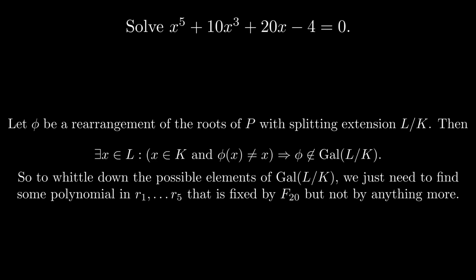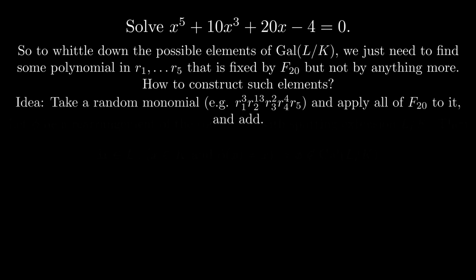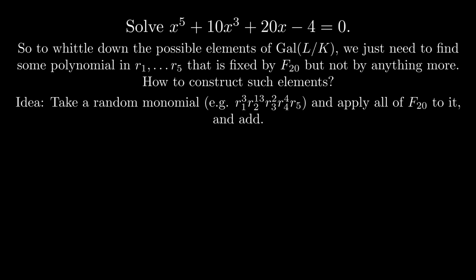The next obvious question is, how do we construct such a polynomial of the roots? The idea we'll use repeatedly is that of projecting, or averaging. We take some random polynomial, usually a single monomial, and apply the whole group to it. That gives us 20 monomials. If we add them, then applying anything from the group just permutes the terms of the sum.